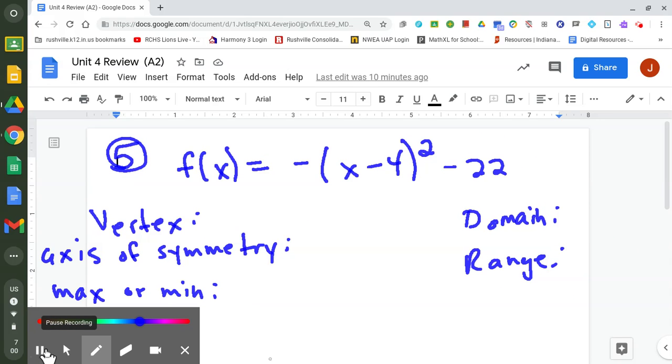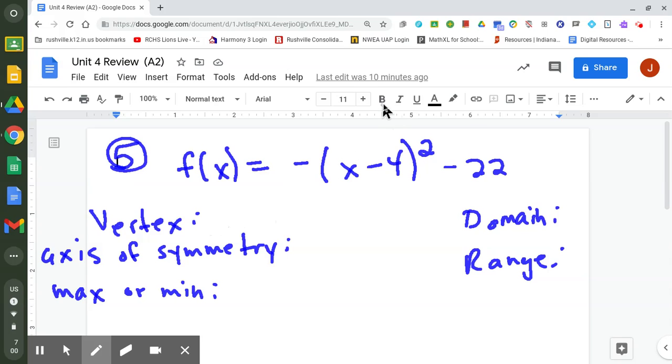So in number 5, you are given a function that is in vertex form, and you're asked for the vertex, the axis of symmetry, whether it's a max or a min, and what that value is, and the domain and the range.